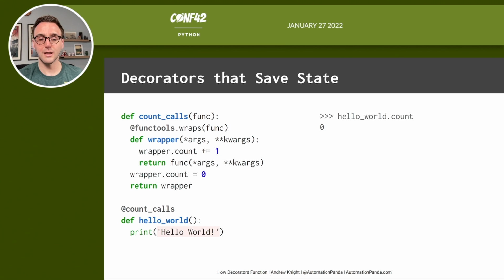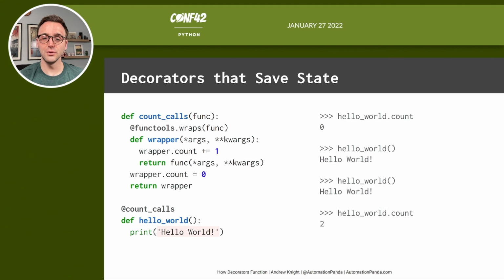The count value will persist across multiple calls. Initially, the hello world count value is 0. After 2 calls, the count value goes up. Awesome!